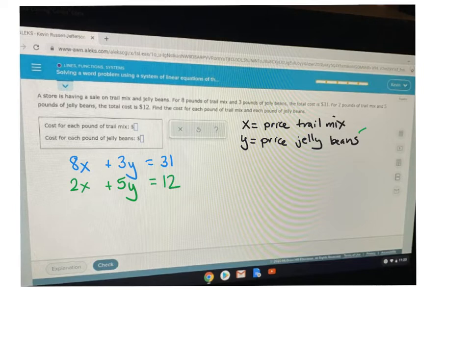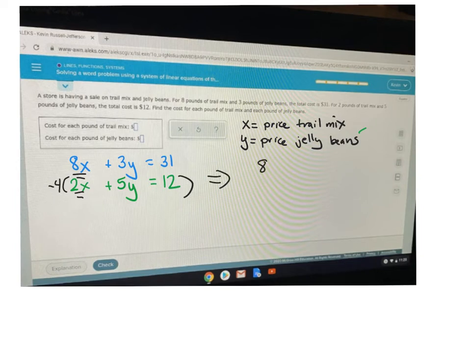So now we have to solve this system of equations. You can do a couple different things. You could do substitution or elimination. In this case, elimination is much easier. So I'm looking at the first terms where I have 8 and 2. If I have 8 on the top, I'd like to have -8 on the bottom to make those opposite. So I'm going to multiply this whole equation by -4.